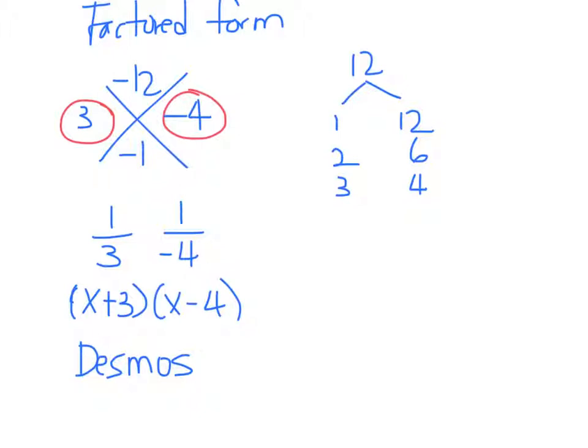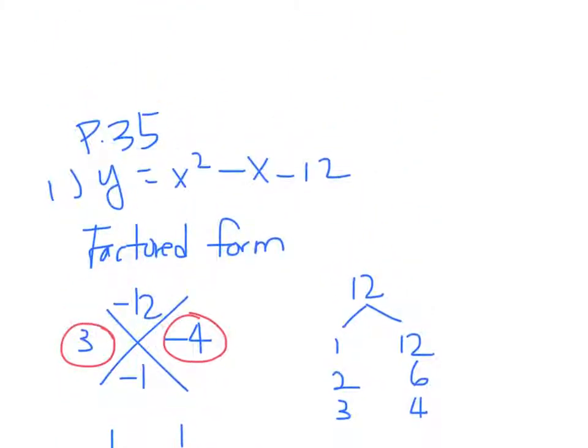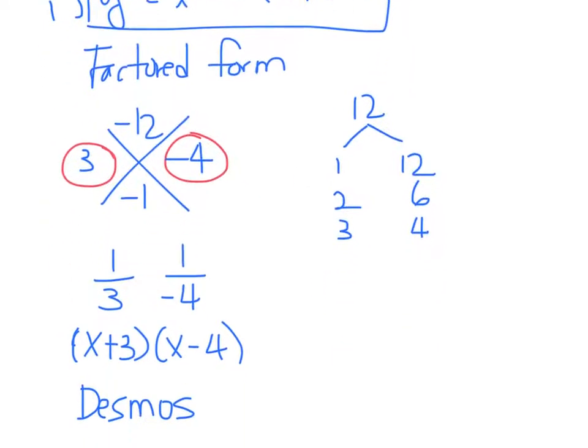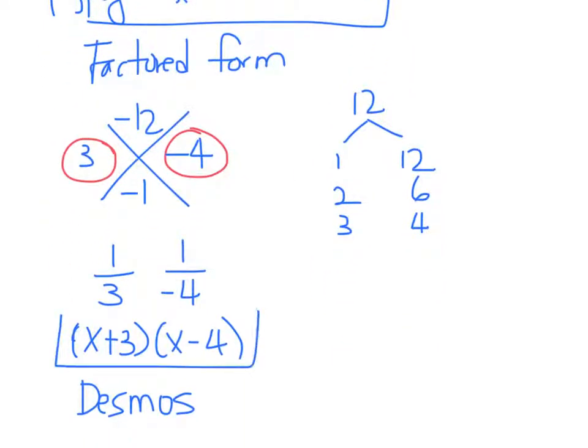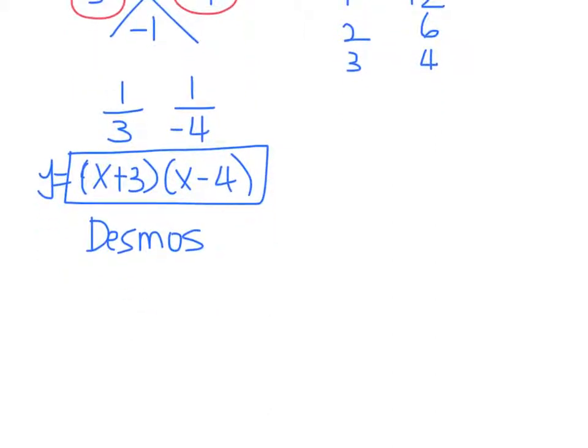If you go into Desmos and you were to graph this, let's say you punch in whatever number you punch in, that's fine. You can go ahead and punch in this equation, or you can punch in this equation, because it's exactly the same thing. It's just in a different form. This is in factored form. The other one is in standard form. But guess what happens? When you graph it, the graph is going to look like this.